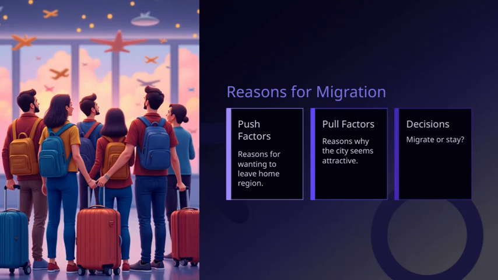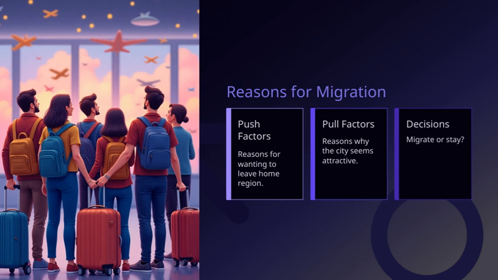So, when faced with the question of migrating or staying, it all comes down to the decisions we make based on various factors. On one hand, there are reasons why a city might seem really attractive to us. These are often called pull factors, and they include things like better job opportunities, improved living standards, or access to more services and amenities. Essentially, what draws people toward the city.